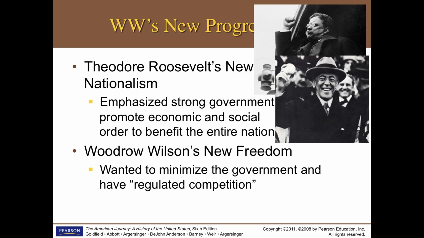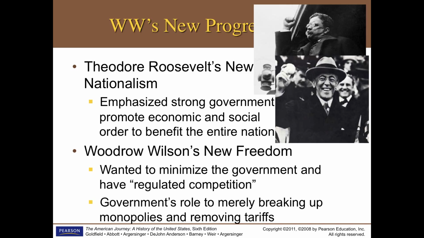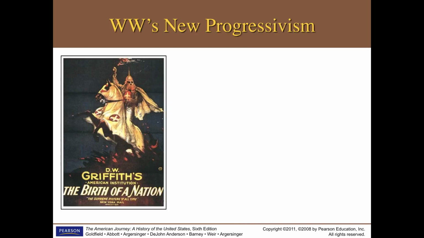He wanted to limit the government to regulate competition. He also believed the government's role was to merely break up monopolies and remove tariffs. So he is going to want to lower tariffs so that companies can have worldwide understandings and worldwide trade and such. And so he's going to break up those tariffs and break up the monopolies. He wants fewer barriers to economic free enterprise. So ironically, during this time period, the Republican Roosevelt was more pro-government, and the liberal Woodrow Wilson was more anti-government, so to speak, or more freedoms.